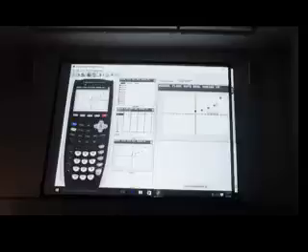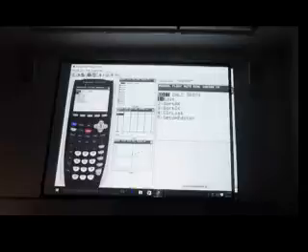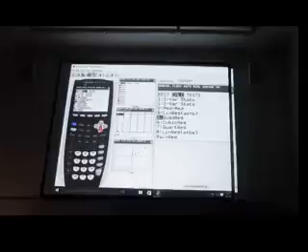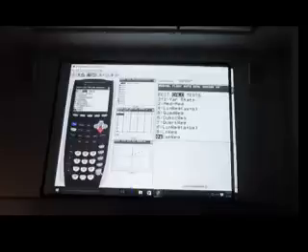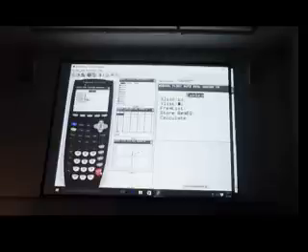The next question that it asks is we have to find the equation for this thing. So what we do is go to stat, and then you go over to calculate, and since it's regression, you scroll down to exponential regression, enter, and calculate.